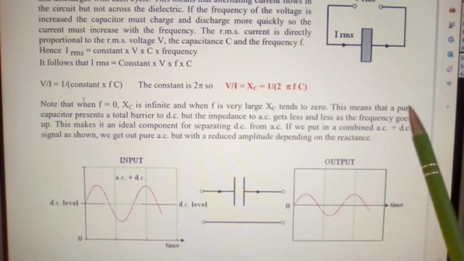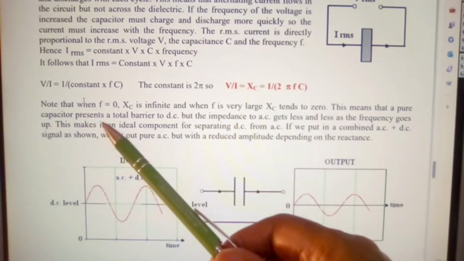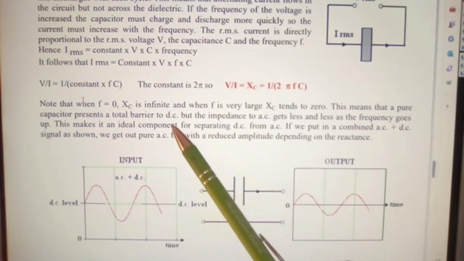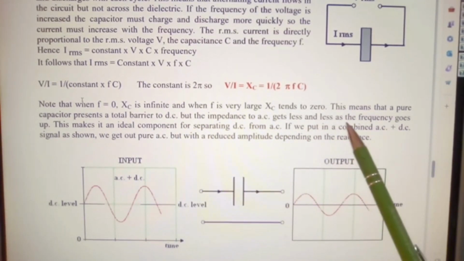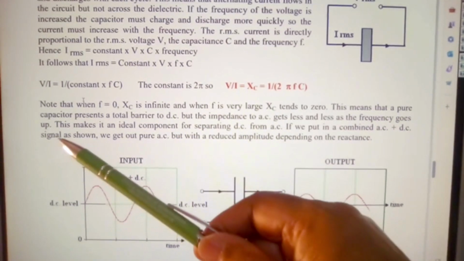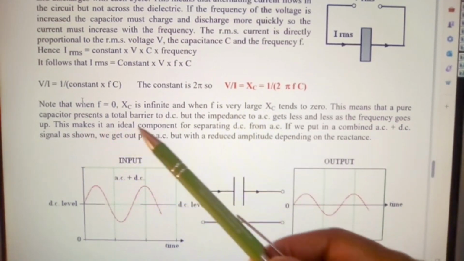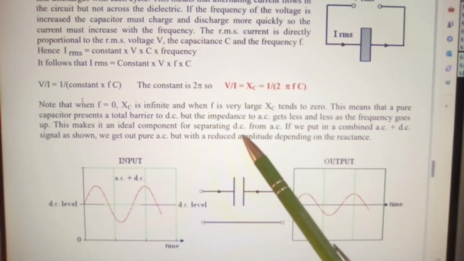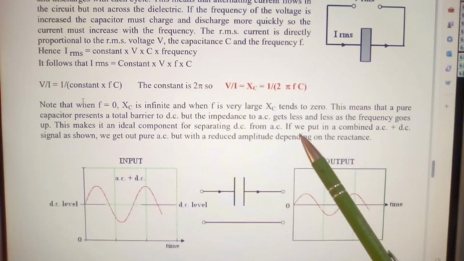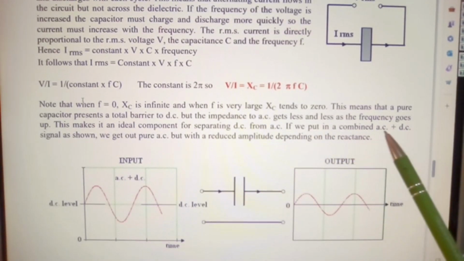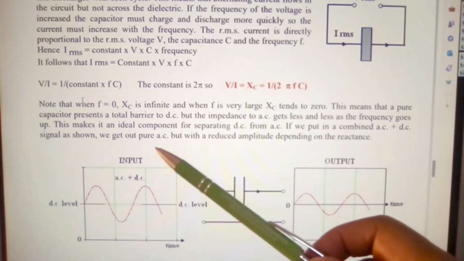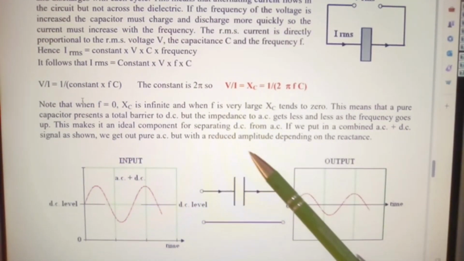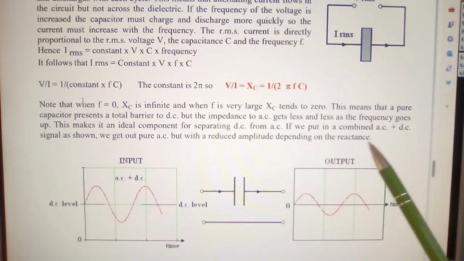This means that a pure capacitor presents a total barrier to DC, but the impedance to AC gets less and less as the frequency goes up. This makes it an ideal component for separating DC from AC. If we put in a combined AC plus DC signal as shown, we get out pure AC, but with a reduced amplitude depending on the reactance.